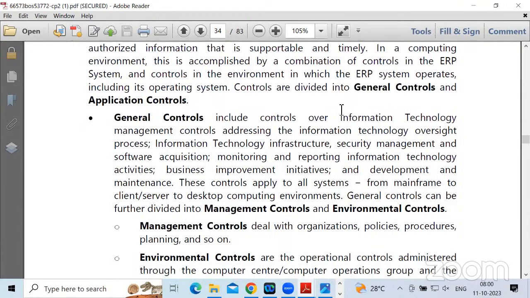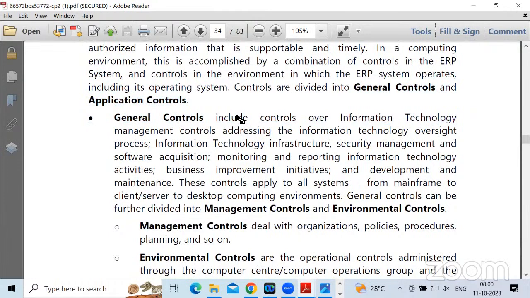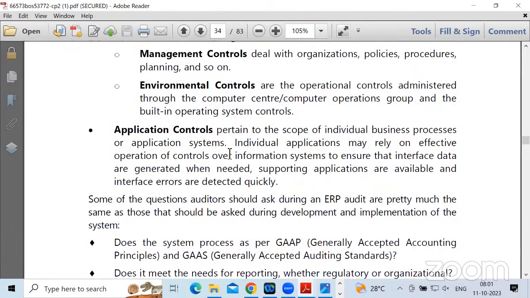Audit of ERP system. We have seen something in chapter 3, but here they have something called general control. There are two types of control, namely general control and application control, which is information technology application control. This is general control, ITGC. The next one is application control. ITGC means it is applicable to all the computer systems. That's all. What are all the management control, environmental control?